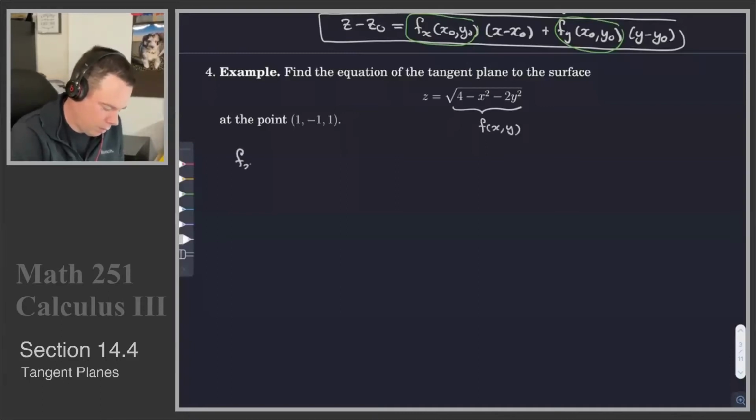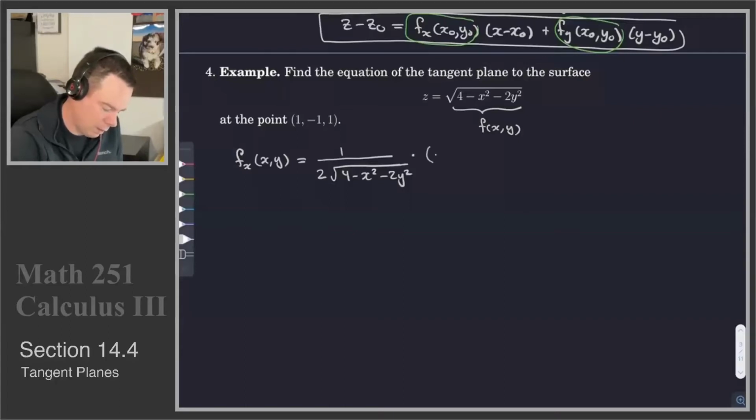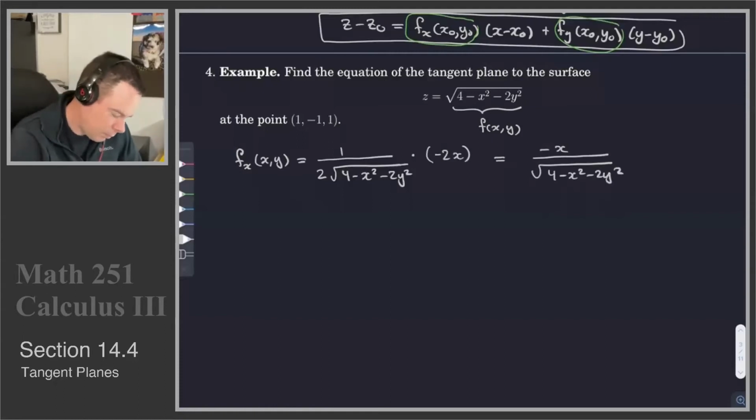So we want to write down what the x derivative is, the x partial. That would be 1 over 2 times the square root of 4 minus x squared minus 2y squared. That's the derivative of the outside function, the square root function, times the derivative of the inside function, -2x. And so this becomes -x over the square root of 4 minus x squared minus 2y squared. So that's our x partial.